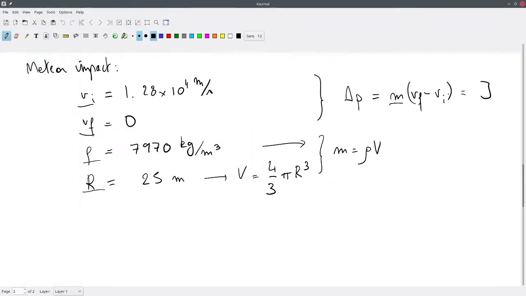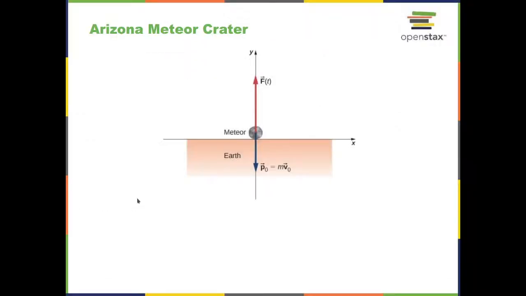So with a final velocity of 0, this is of course equal to minus m v initial, but we have to think about the fact that we're working in vector quantities here. So I'm going to write my vectors here. This is actually minus m times vi, but this is going to be m times vi in the y direction, because vi is in the negative y direction, right? So the impulse that the Earth applies is in the positive y direction. So it's actually pointing in the direction of this f of t here.